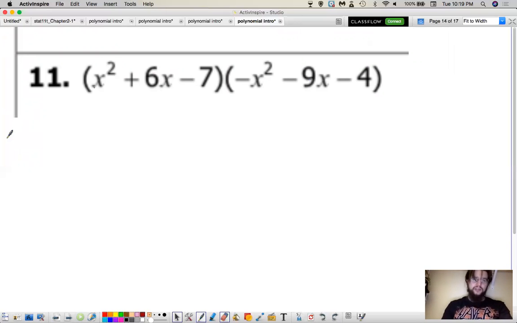X squared times negative x squared is negative x to the 4th. Give me just a second, guys.